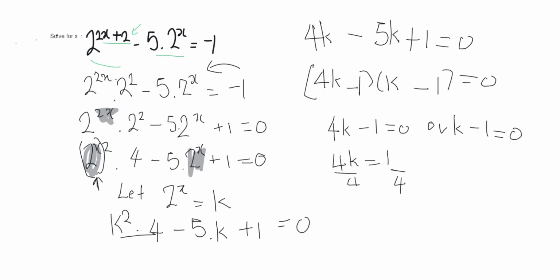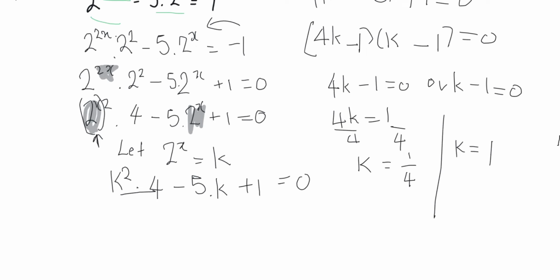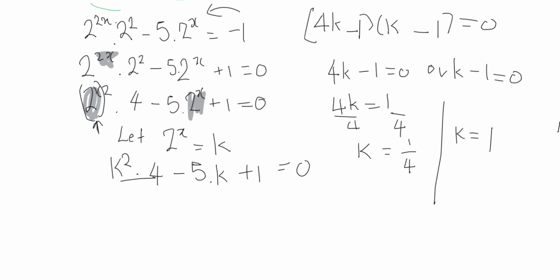So therefore, the value of your k is going to be 1 over 4, or you are going to have k equals 1. That's going to be your value of k. Okay, so what can we do now? The question doesn't require us to solve for k, which means we are not done, because what we have found here is the value of k, but it's not the value of x, right?